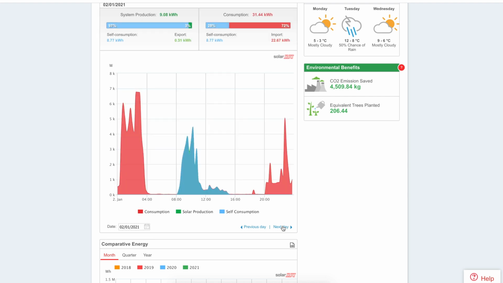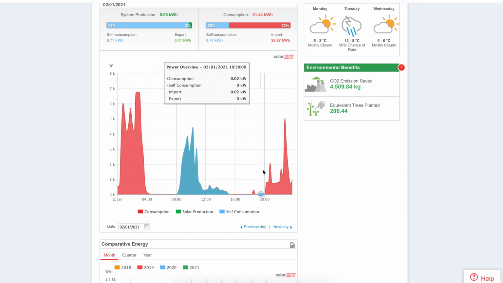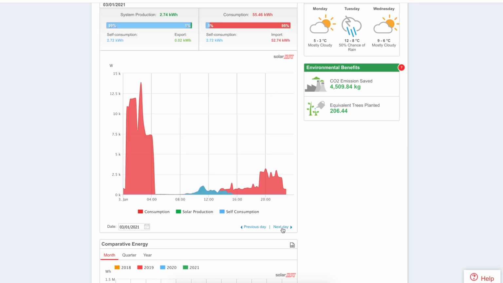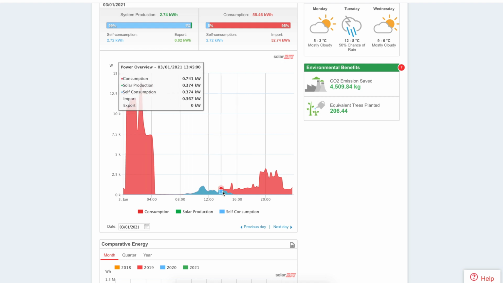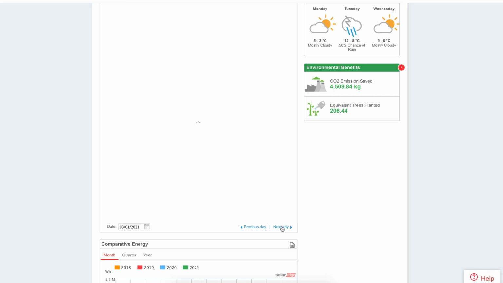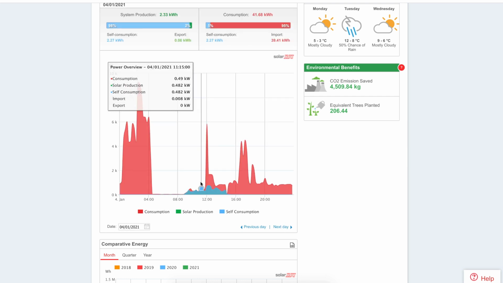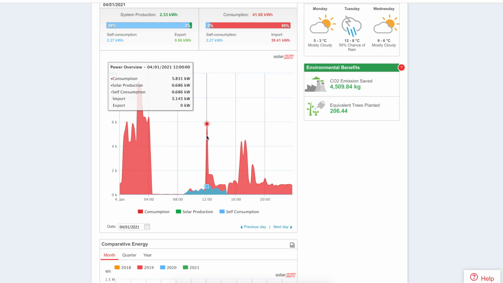Next day, a little bit better generation, 9 kilowatt hours. Again, it kept us going until the early evening, then we had to pull from the grid again. Usual activities in the morning, not very good solar generation. You can see even by early afternoon, we're having to pull from the grid, only 2.74 kilowatt hours. On the 4th, again, not another great day, only 2.33 kilowatt hours of generation. A couple of surge spikes there, that must be making lunch or something.